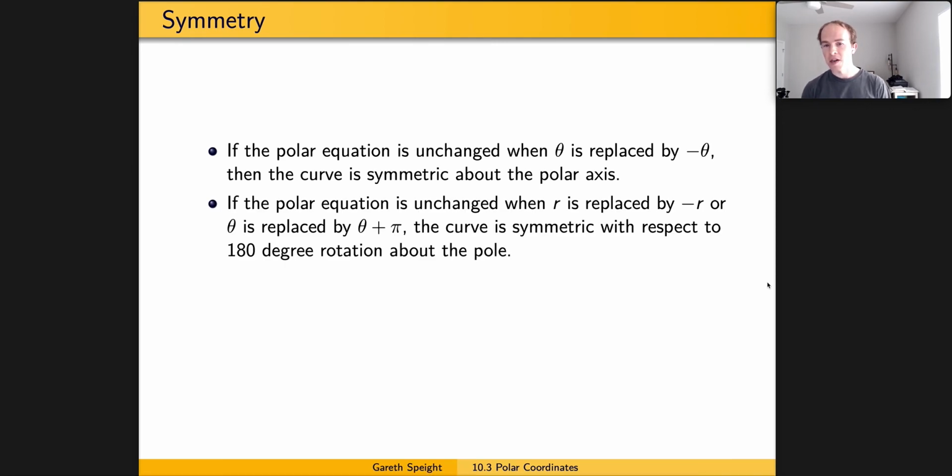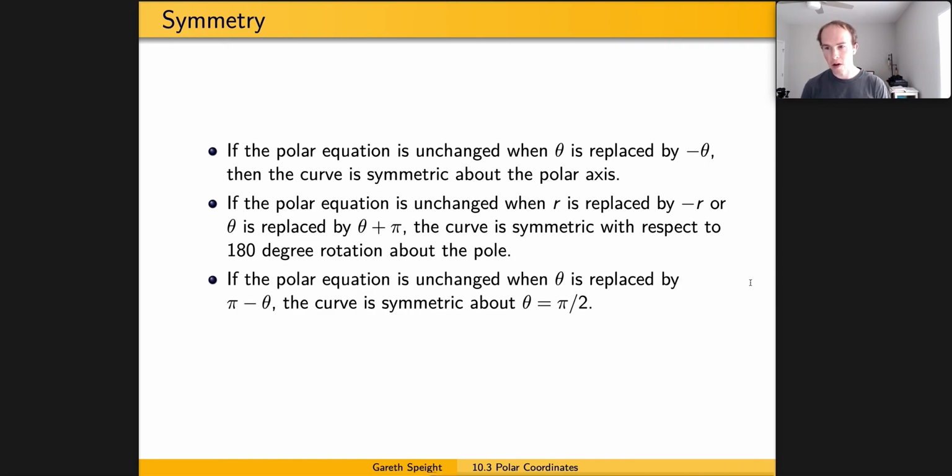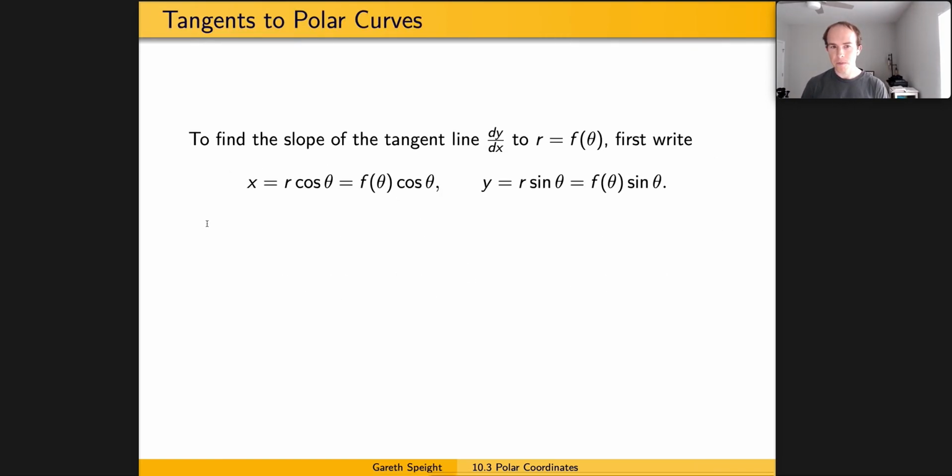If the equation is unchanged when r is replaced by negative r or theta by theta plus pi, that has the effect of flipping through the origin. So this curve will be symmetric with respect to 180-degree rotation around the origin. And finally, if the polar curve is unchanged when theta is replaced by pi minus theta, then the curve is symmetric about theta equals pi over 2. But these are the main two. If it's symmetric when theta is replaced by negative theta, or if it's symmetric when r is replaced by negative r, then we have some symmetry.